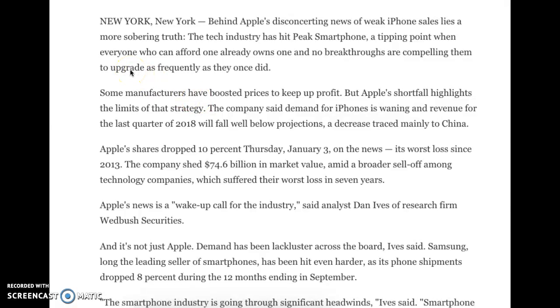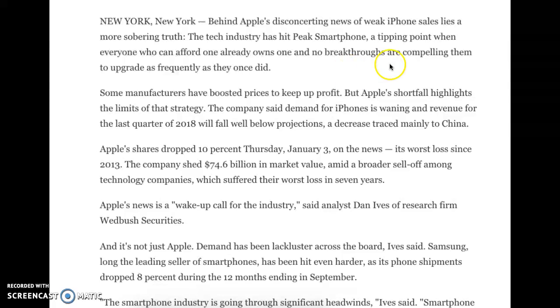And here's the key, I think, so far: no breakthroughs are compelling them to upgrade as frequently as they once did. This means that the battery is essentially the same. It might be improving a little bit, but we're not going to drop our phones and spend a ton more money just to get a little bit longer battery life. The camera's good on most of these phones.